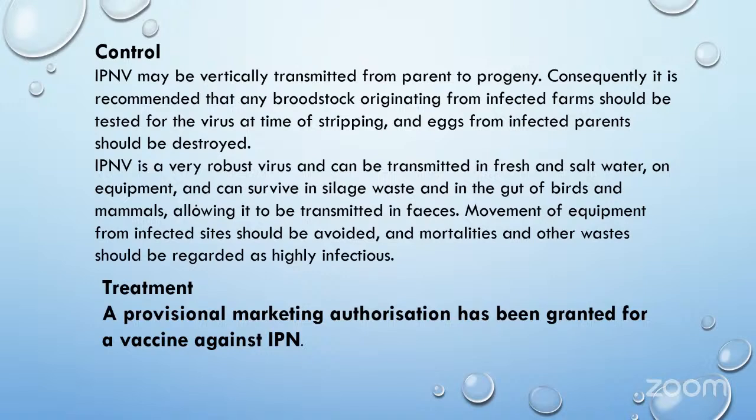This is a very robust virus and can be transmitted in fresh and salt water on equipment and can survive in silage waste and in the gut of birds and mammals also, allowing it to be transmitted through fecal matter. So movement of equipment from infected sites should be avoided, and mortalities and other waste should be regarded as highly infectious waste material. Now treatment: a provisional marketing authorization has been granted for a vaccine against IPN. So there is a vaccine for this IPN disease.